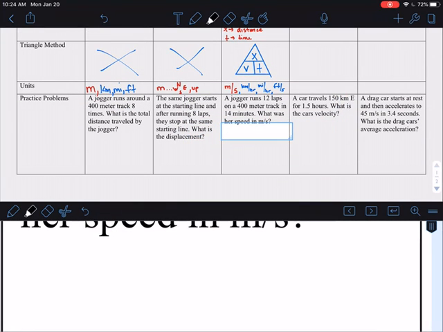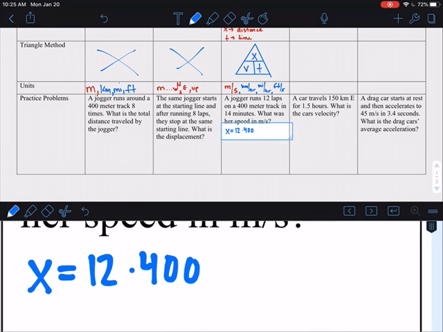It says a jogger runs 12 laps on a 400-meter track in 14 minutes. What was her speed in meters per second? We were told 12 laps on 400 meters, so that's going to tell me x. So x is equal to 12 times 400. Well, 12 times 4 is 48, add 2 zeros, and we get 4,800 meters.